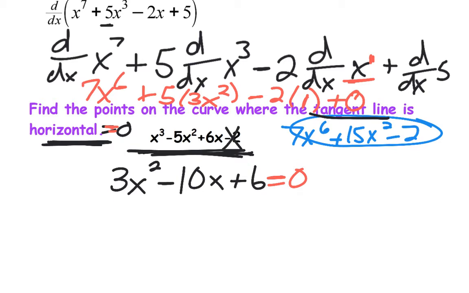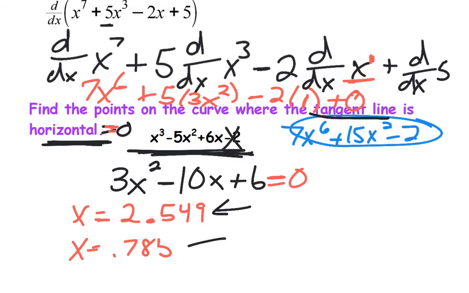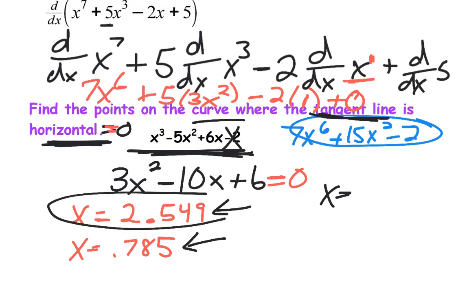In order to solve this, I need to use the quadratic formula. So I'm going to do that, and I'm going to show you the answers. I've solved this using the quadratic formula. I don't think I need to show you how to do that at this point. Remember, it's just x equals negative b plus or minus the square root of b squared minus 4ac, all over 2a. Solving gives me these two, and that would be the x coordinate. So to find the points on the curve where the tangent line is horizontal, this is the x coordinate of it. In order to find the y coordinate, what I need to do is plug it back into here.